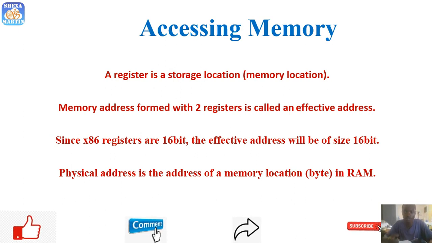So Intel 8086 has a 20-line address bus, given a 16-bit effective address. That's the address that fits within x86 registers. You must be able to calculate the 20-bit address. So given an 8086 code to access memory, you must be able to calculate the effective address, hence the physical address. So let's look at this.